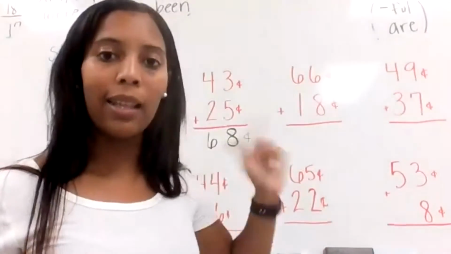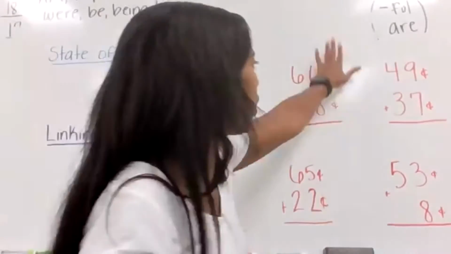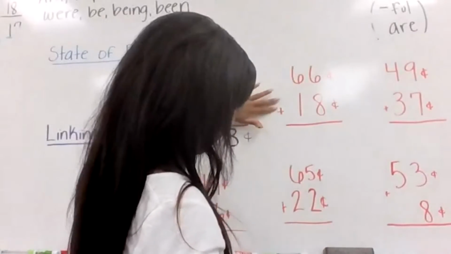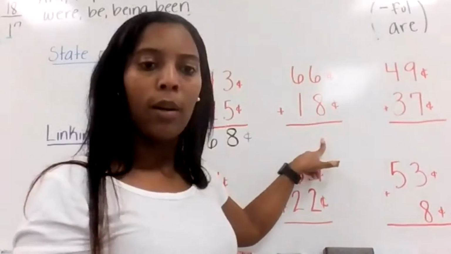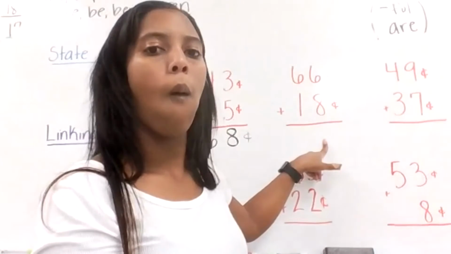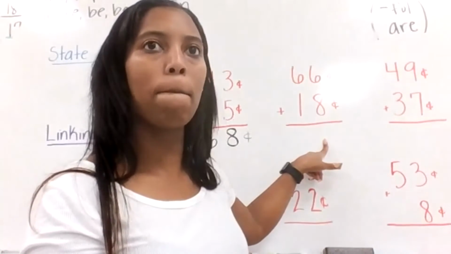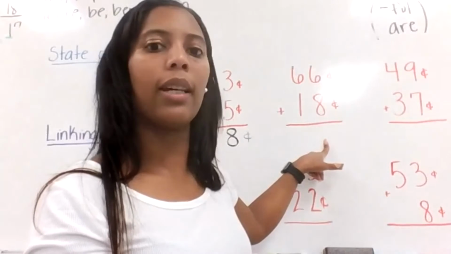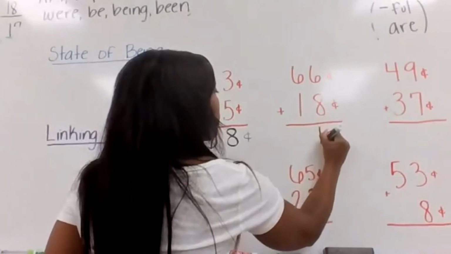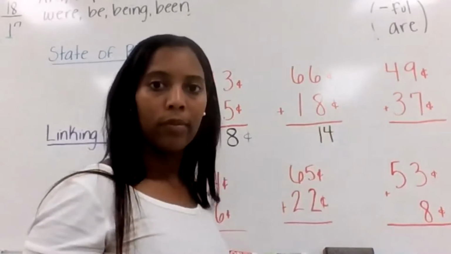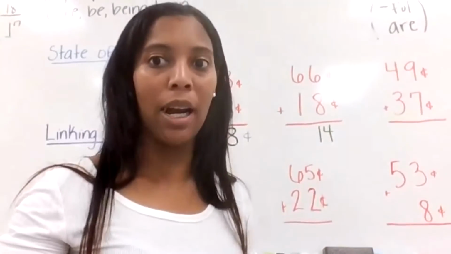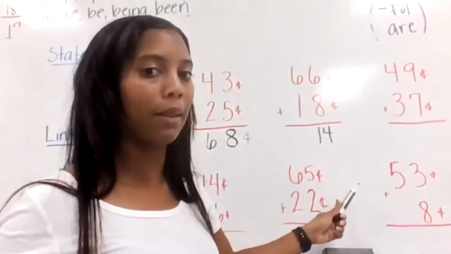We start adding in the back. So let's look at my back 2 numbers, which are 6 plus 8. Okay, what is 6 plus 8? Can anyone tell me? 14. So can I do this? No. I cannot do this. Okay? Please keep that in mind. You cannot drop the whole number down like this.